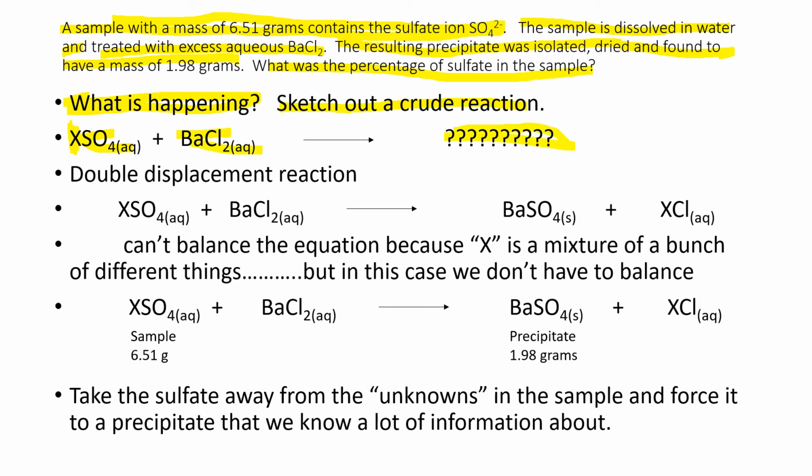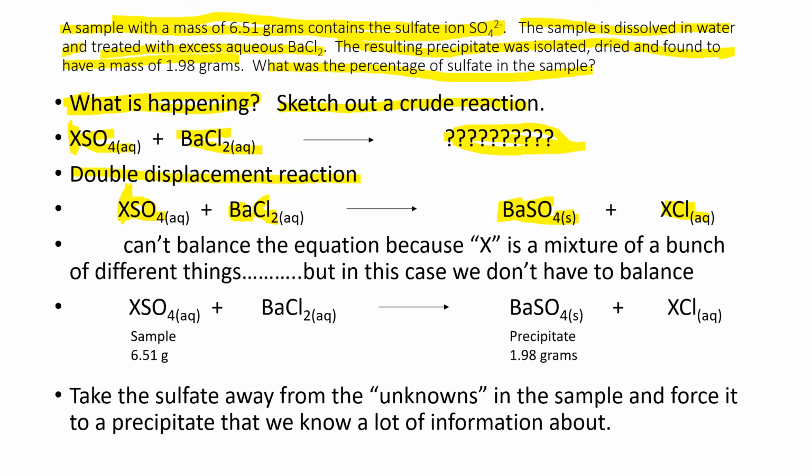What's going to happen? Well, we know a precipitate forms. So already we're going to think double displacement reaction. That should be the reaction that comes to mind for this. So in this double displacement reaction, I'm going to mix and match the sulfate ions with the barium ions. -2 for the sulfate, +2 for the barium is going to make my BaSO4. Look on your solubility chart, you're going to find that's going to be insoluble. What's my other pairing? Well, X, which really represents a whole bunch of things, and chloride. So I got my XCl here.